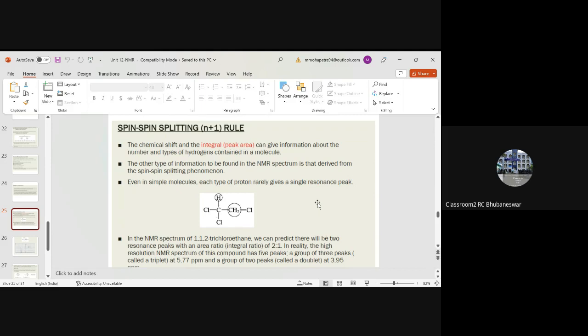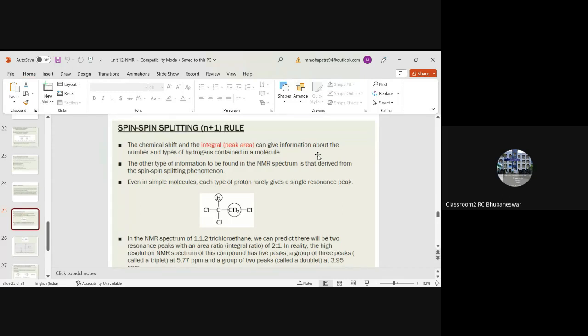So, spin splitting, the n plus 1 rule. Here, just try to understand. These are the real application part, because subsequently you'll see how to do structural elucidation. The chemical shift and the integral peak area can give information about the number and the type of hydrogens contained in a molecule. So the number of protons available in a molecule, as well as the type of protons, you can predict from these chemical shift values.